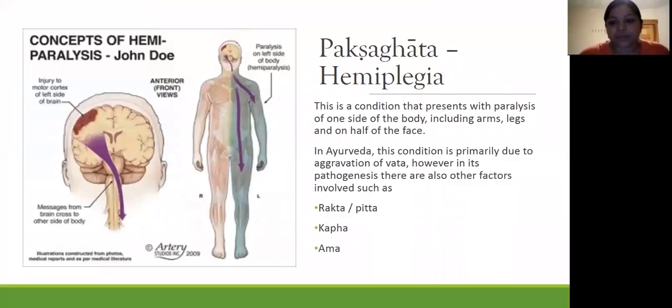So, Pakshaghata. Pakshaghata is a condition that presents with paralysis on one side of the body. Paksha means half, of your limbs, half of your body, and ghata means that it is blocking or constricting. It's not able to move, which is very similar to hemiplegia because it has the exact same meaning and presentation. In this condition, there is paralysis on one side of the body, including the arms, the legs, and also half of the face.